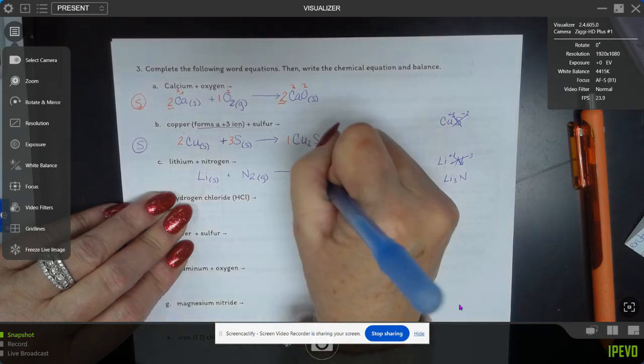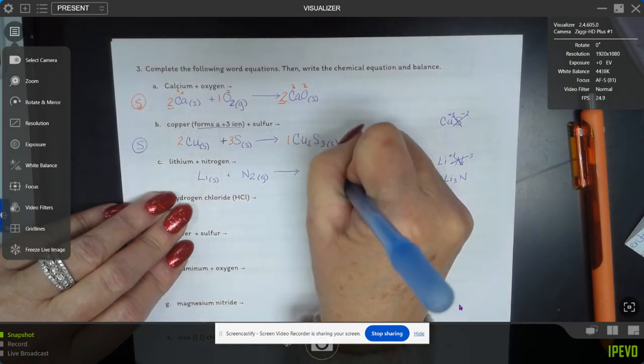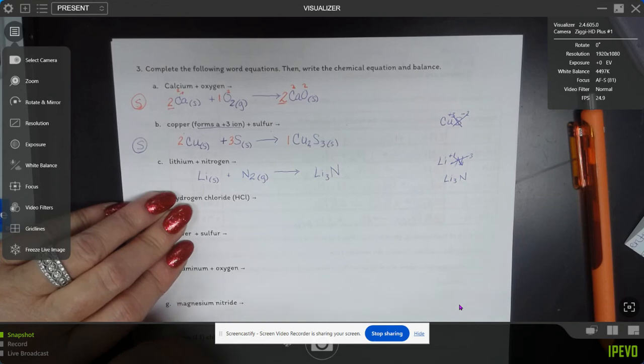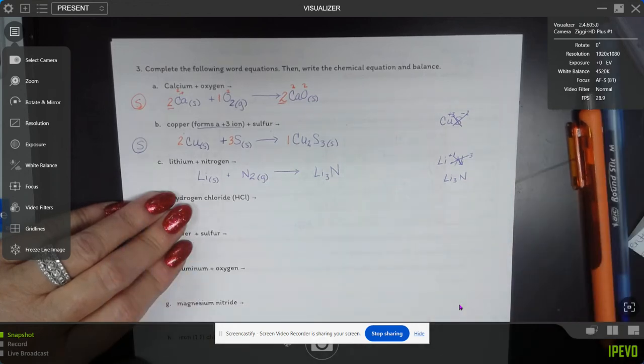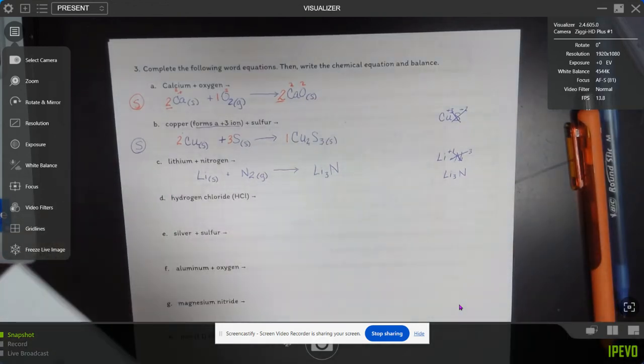Li3N. Okay, I think I'm going to balance this.